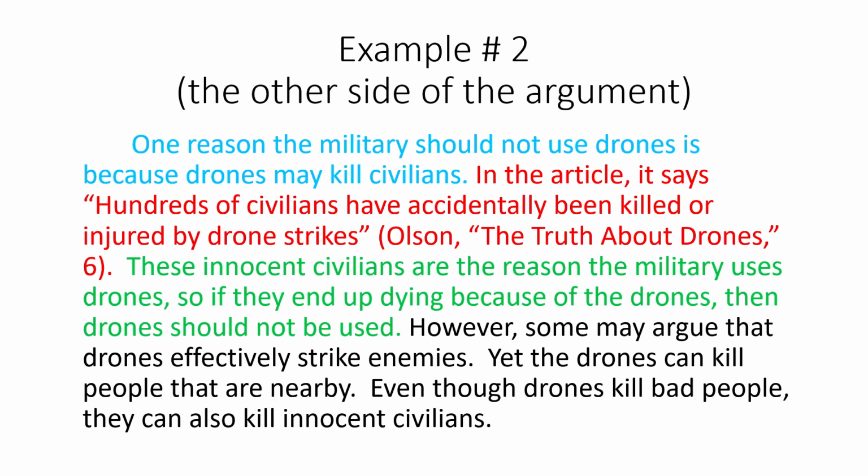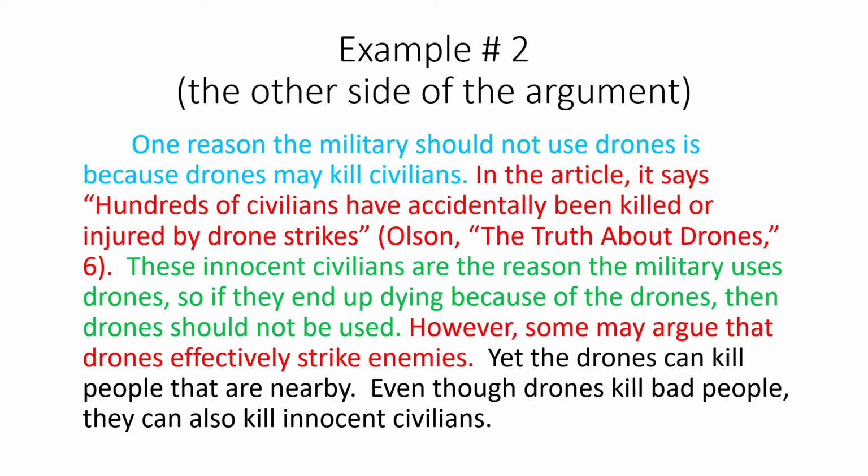Then he explains how the evidence supports his claim. He says these innocent civilians are the reason the military uses drones. So if they end up dying because of the drones, then drones should not be used. So he's made his argument, and now in the next sentence, he addresses counter-argument, people arguing against his view.